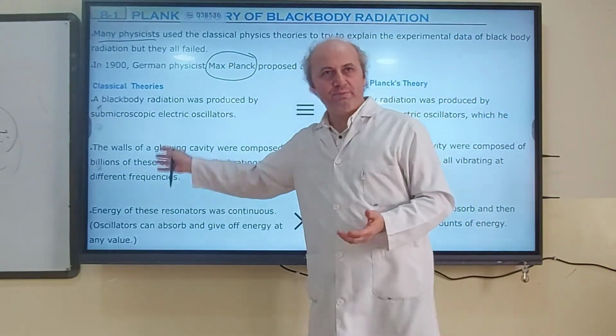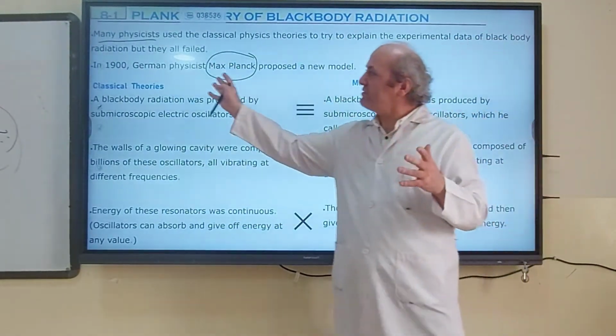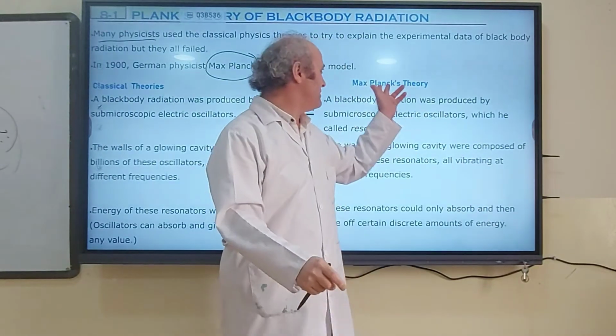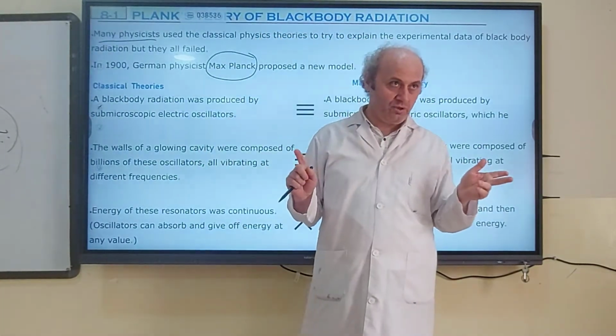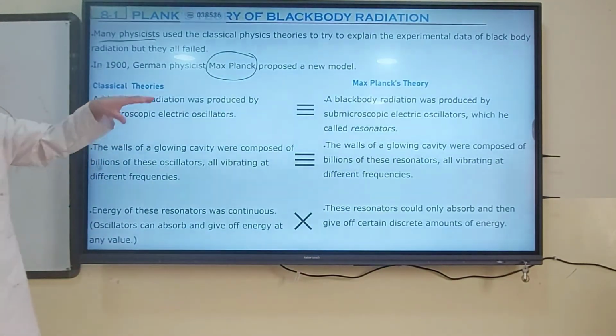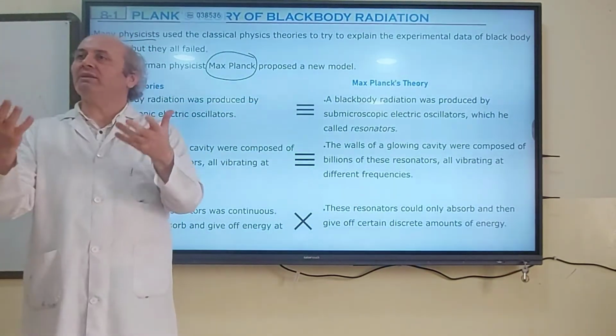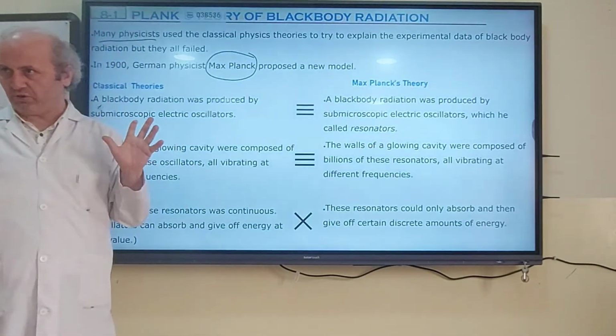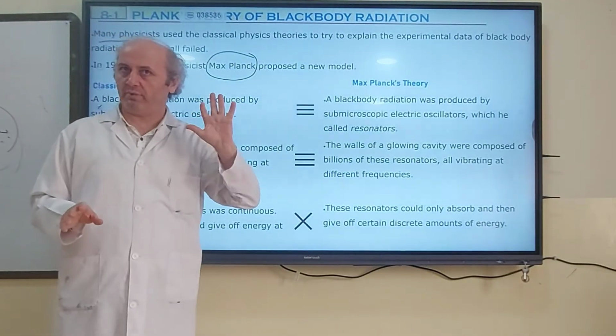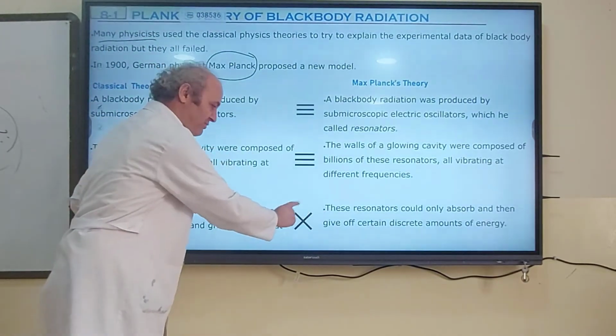So now shortly I will explain what is similar between classical theories and Max Planck's theory, and what is different between these two. Classical theory and Max Planck's theory are almost the same in two statements. The first and second statements are the same. The difference is in here. I put a cross here.